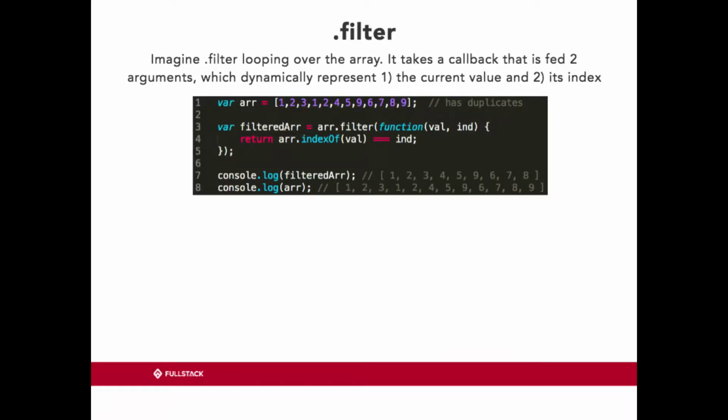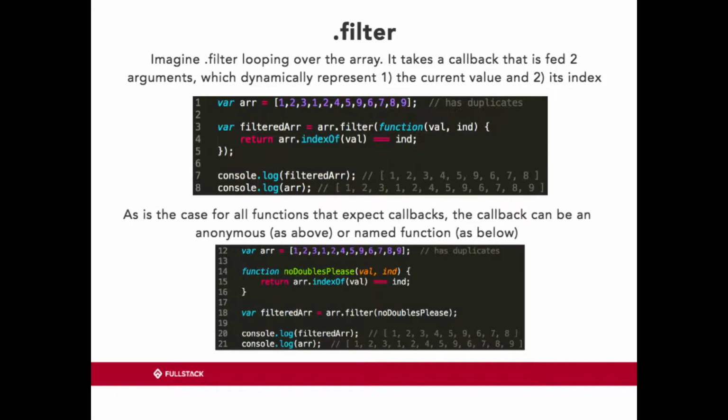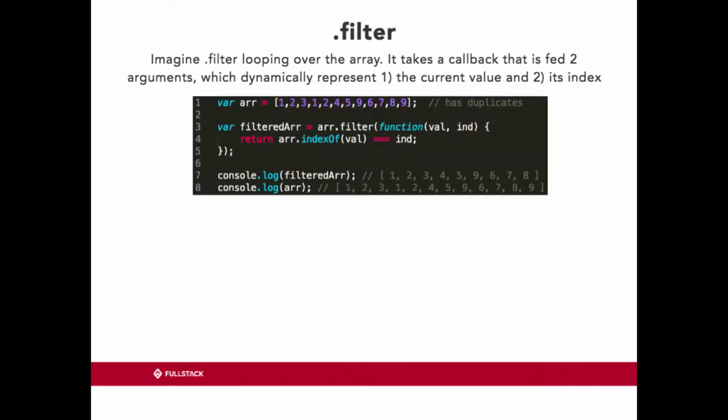Cool. So here's another array prototype method called filter. What filter does is it loops over the array, just like forEach does. It takes a callback, and this callback is actually fed 2 arguments as well, which are the value of the element and the index.